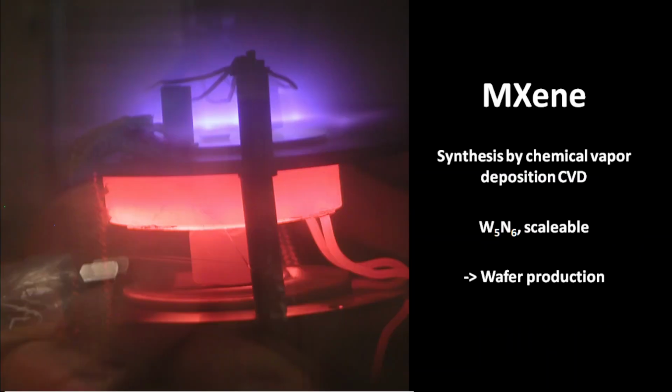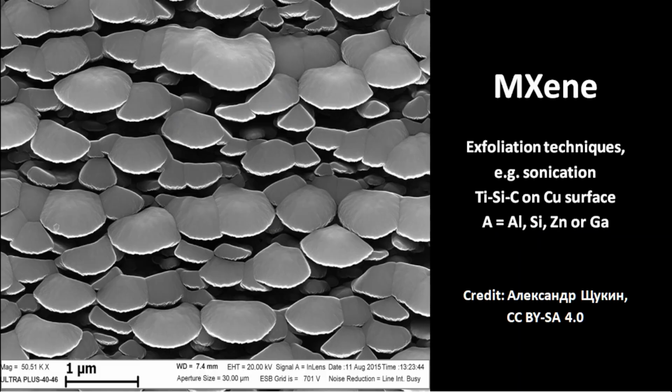MXenes can also be synthesized by chemical vapor deposition, CVD. One example is the compound tungsten nitride. This method is scalable to wafer size and is interesting for applications in electronics. The properties of MXenes depend on the lateral flake size. Exfoliation techniques, for example sonication, can reduce the flake size down to nanometer scale.